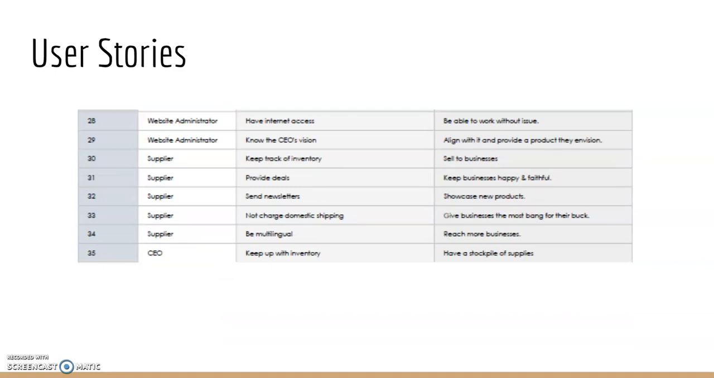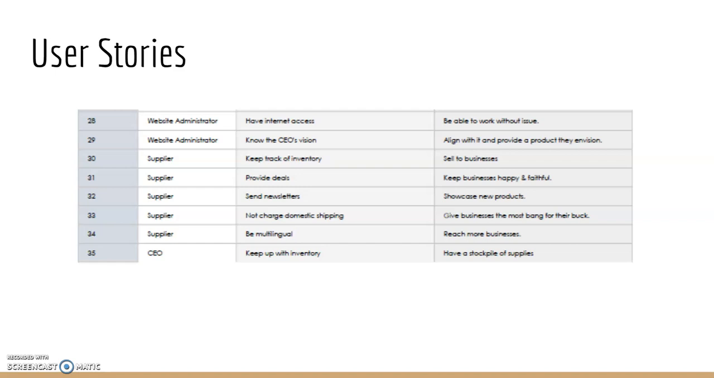As a supplier, number 30, I want to keep track of inventory so that I can sell to businesses. The balloon suppliers definitely need to know what they have in stock, so that way they can let us know if they're out of a certain color, a certain type of balloon, or if they have a lot of supply and maybe they'll go on sale because they need to get rid of them.